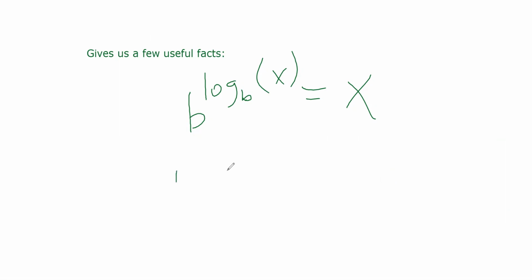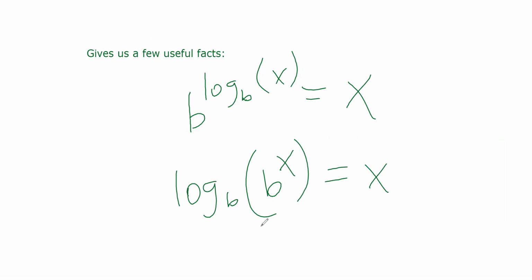Our other little fact is the log base b of b to the x is just equal to x. In fact, this was a logarithmic tool we learned earlier. It's kind of like we're flipping the order of operations here. So all of that wraps up section 4 of this chapter 4.